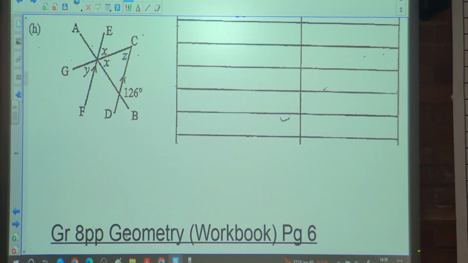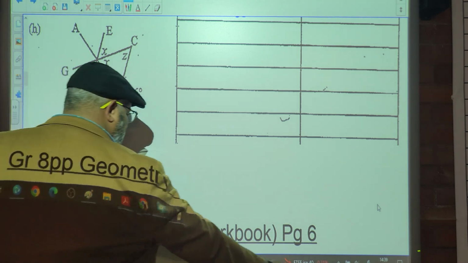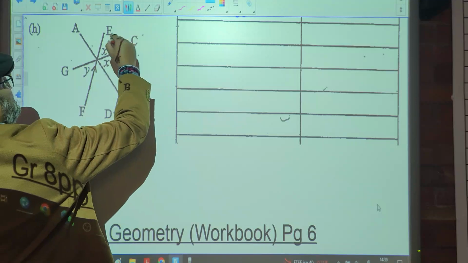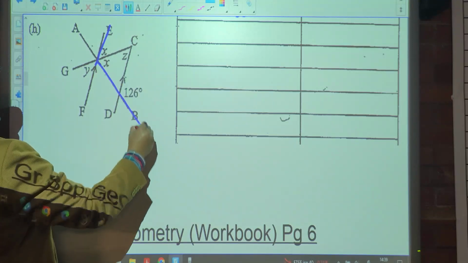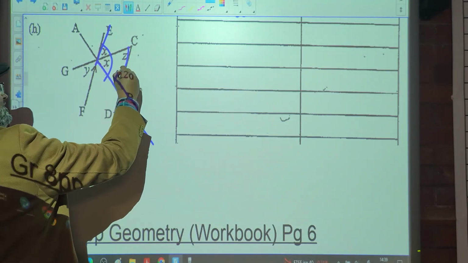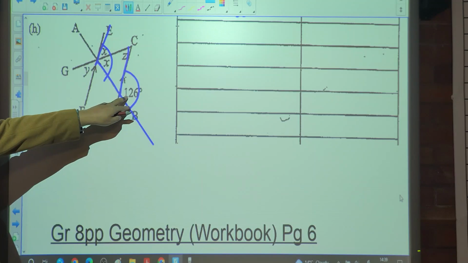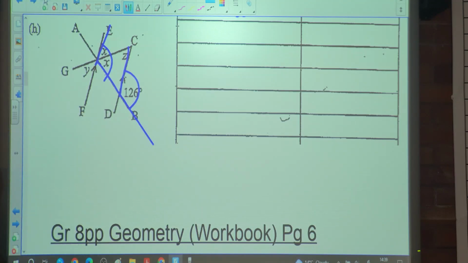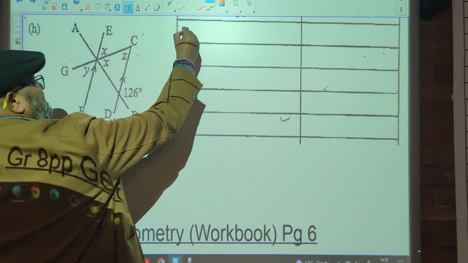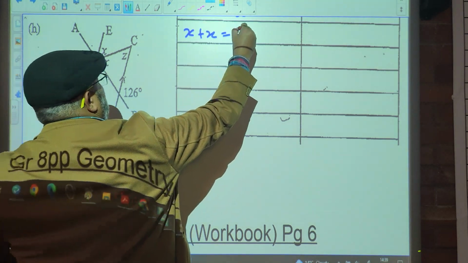Now you calculate H. First the X. You calculate X, people. Corresponding. Immediately, that angle there is equal to that angle. So what does that mean? That means you say X plus X is equal to 126. X plus X equal to 126.